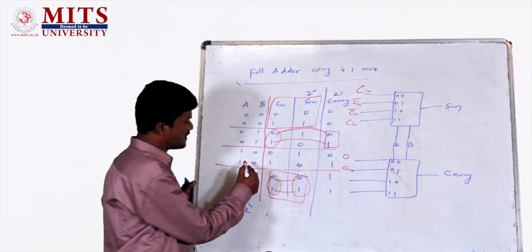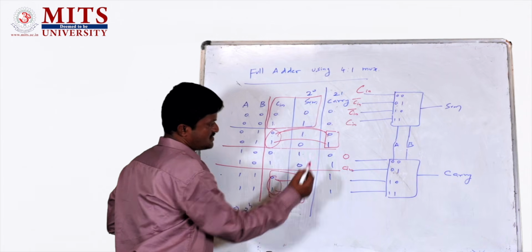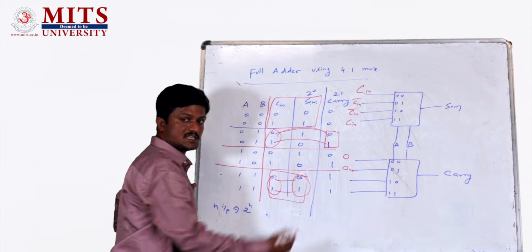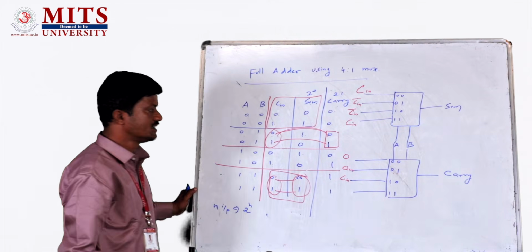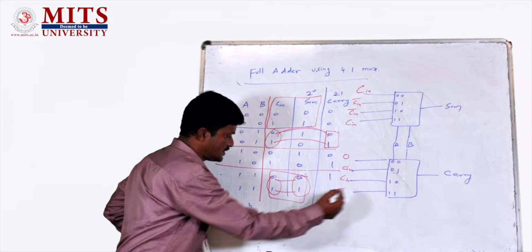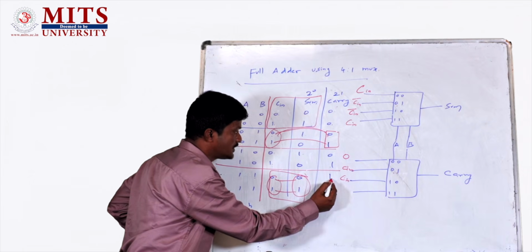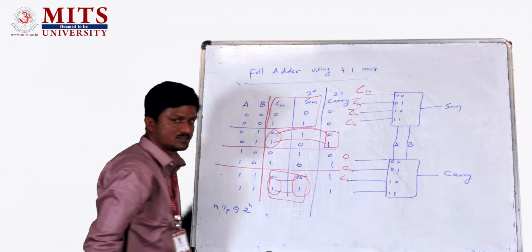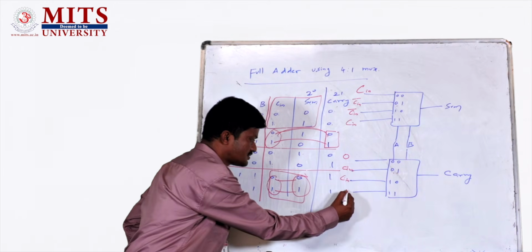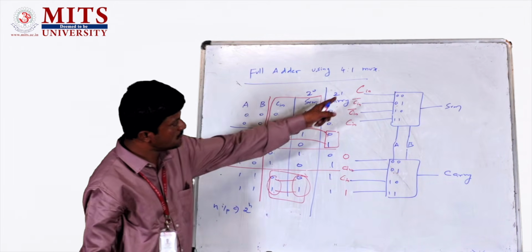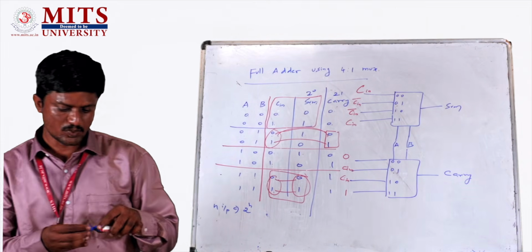The next is 1, 0. Again the same. Here Cn is 0, the carry is 0. Cn is 1, carry is 1. So like the previous one, you can directly write Cn. Again, the last one, 1, 1. Here Cn is 0, output is 1. Cn 1, output is 1. So whatever my input, either 0 or 1, the output will be 1. So I can write 1. So this is how to realize full adder using 4:1 mux.